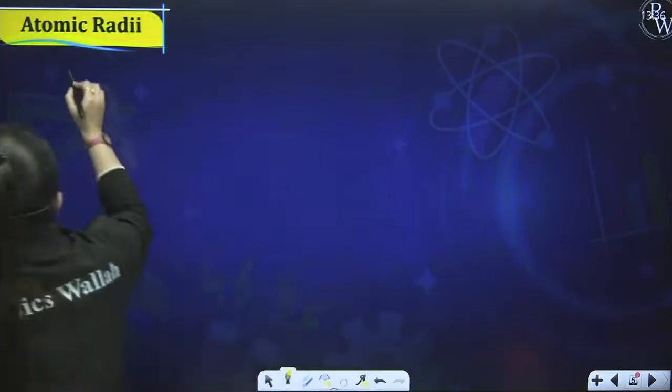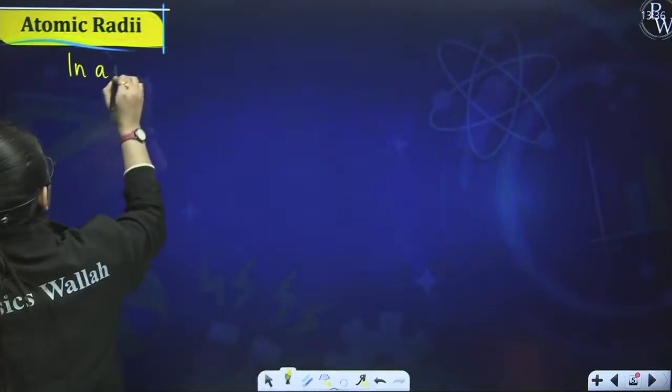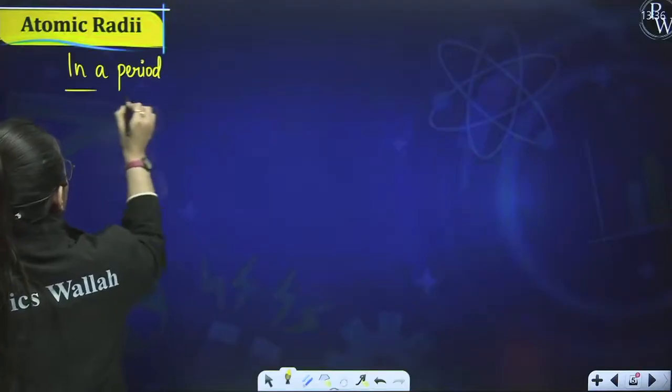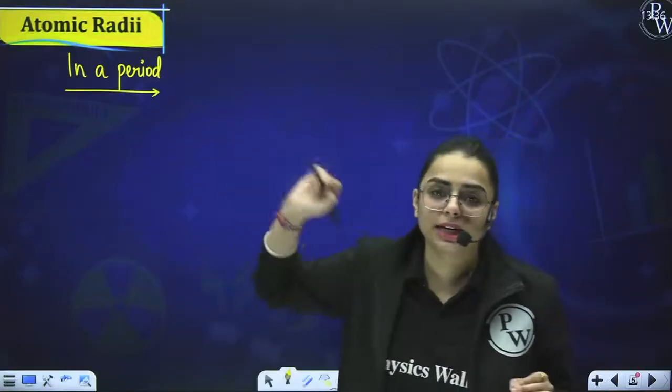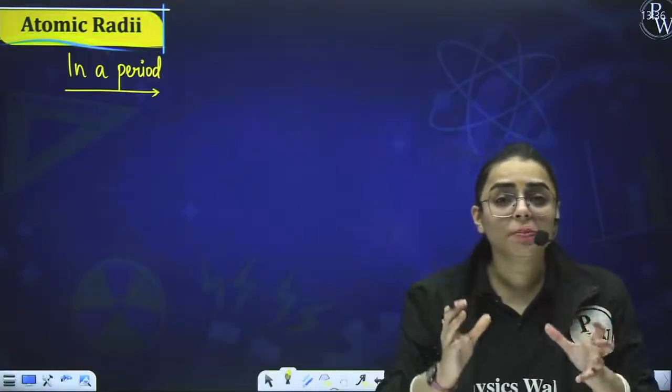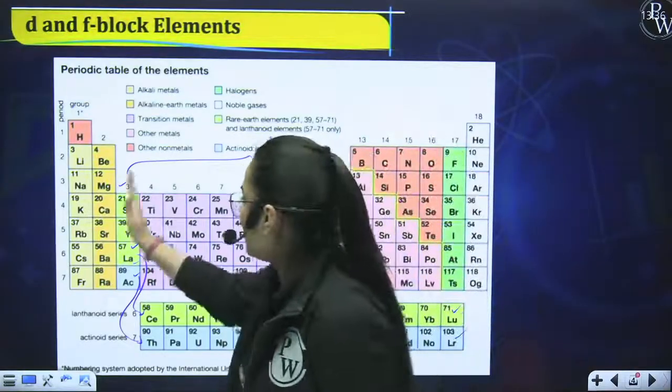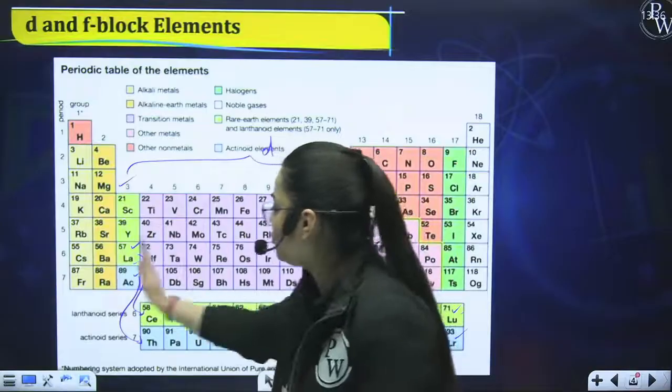In a period, what is going to happen? Kindly observe very carefully, students. This is really very important. You have to put a huge star mark on the topic atomic radii. Now a period refers to moving from the left direction towards the right direction. Let us see in the periodic table, making it clearer to you: from left to right.